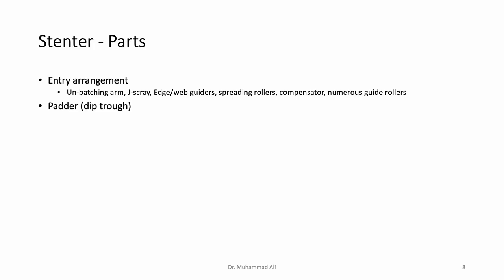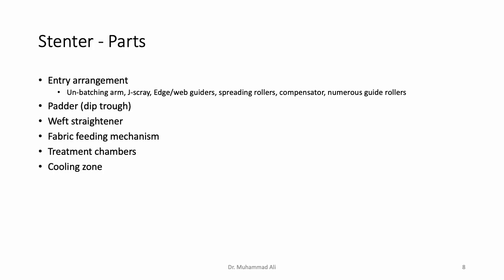We have padders or a dip trough, the weft straightener, which has been discussed in detail in the previous lecture, and the actual start of the stenter is from the fabric feeding mechanisms. We then have the treatment chambers. We have a cooling zone in a stenter and the fabric exit section. In the following slides, we are going to talk about these parts in detail, starting from fabric feeding mechanism. Now, notice one thing. Okay, we can have heat recovery systems, but these are optional.